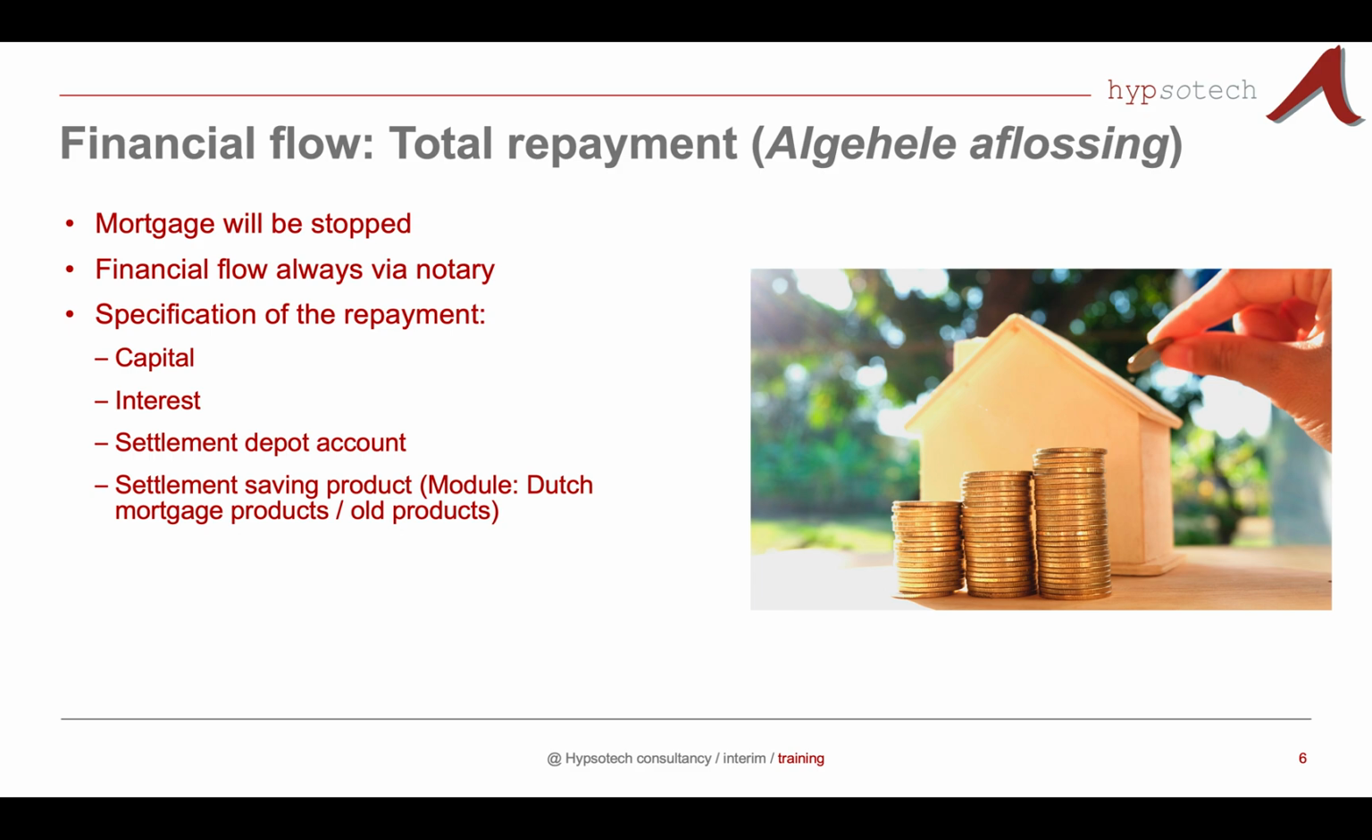For this total repayment, there will be a specification, and we will explain how much capital and how much interest, and maybe a settlement with the depot account, and the settlement with, let's say, saving products. And those products are connected to our old mortgage products, and that's also discussed in the module about the Dutch mortgage products.